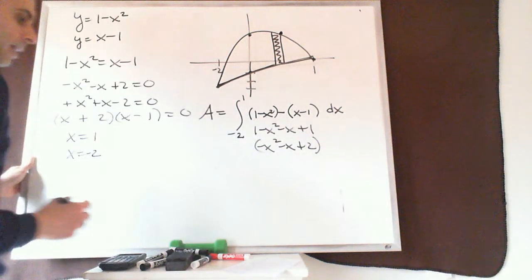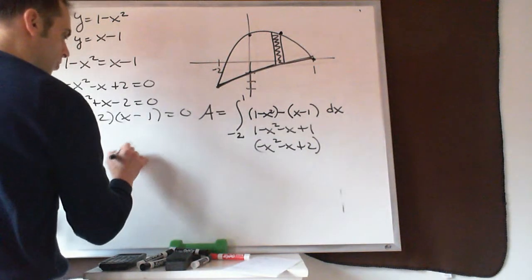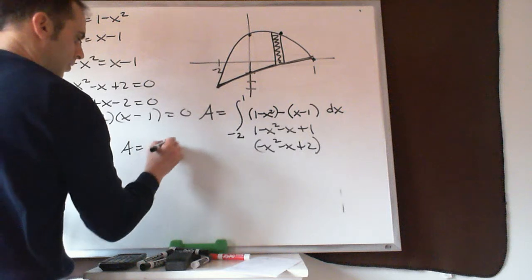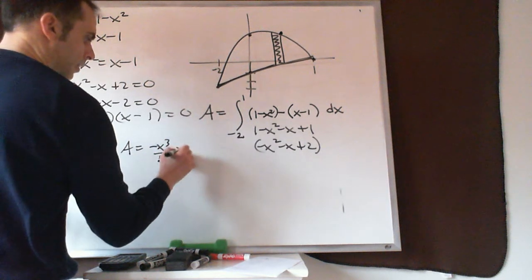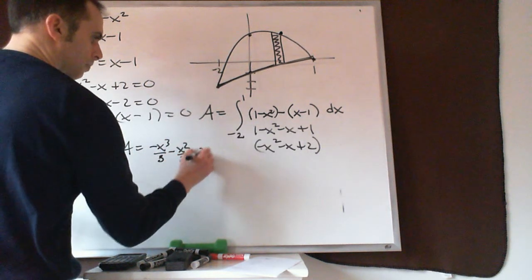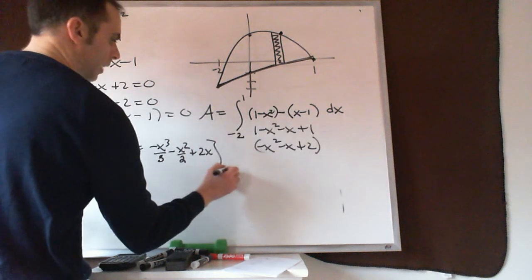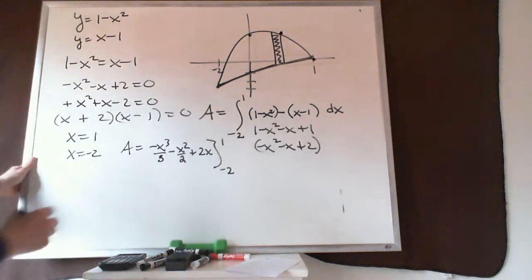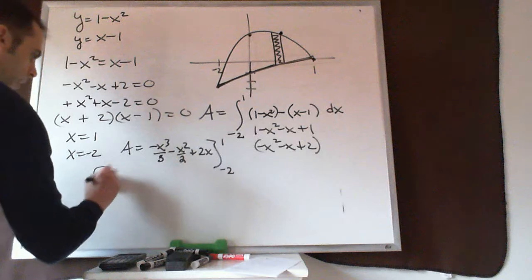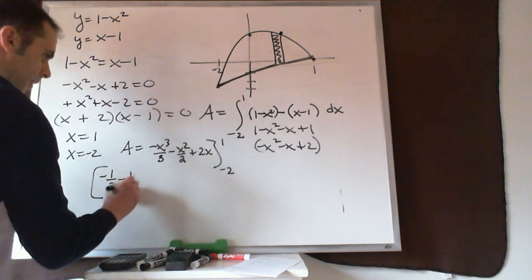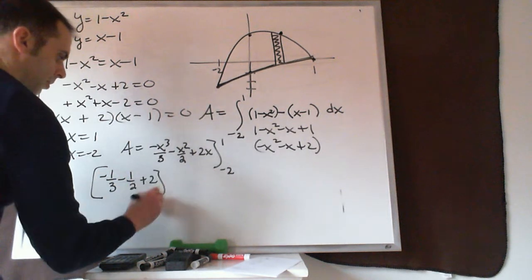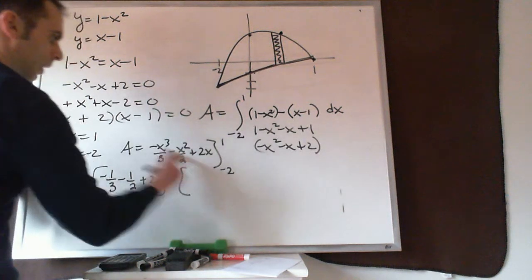And then now take its antiderivative. So that's going to be equal to negative x cubed over 3 minus x squared over 2 plus 2x from negative 2 to 1. Let's practice this. Putting in a 1, I get negative 1/3 minus 1/2 plus 2 minus, putting in a negative 2.